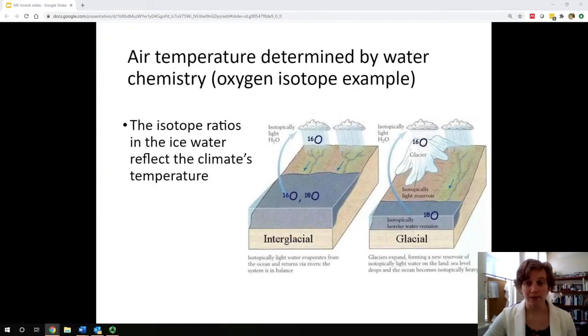In addition to being able to analyze the gases trapped in the air bubbles, we can also learn about past temperatures from ice cores. One way to determine the past temperature is by examining what isotopes of oxygen are present in the water molecules that make up the ice crystals.